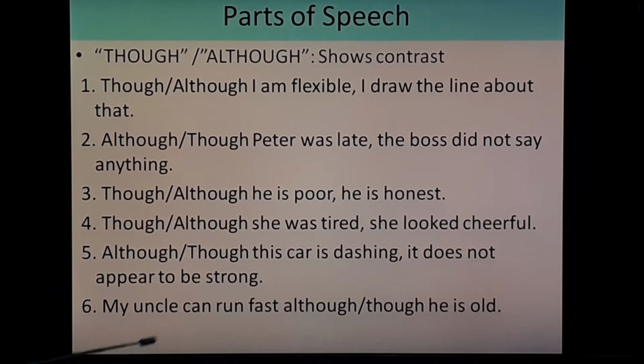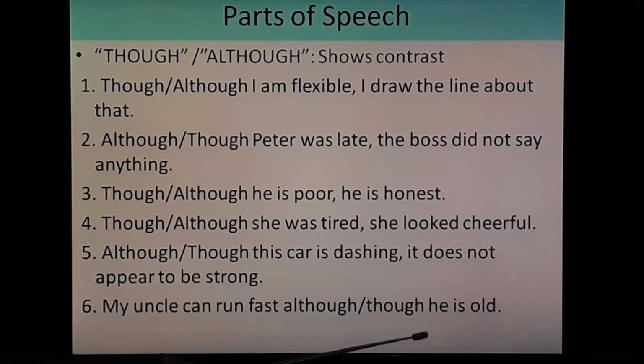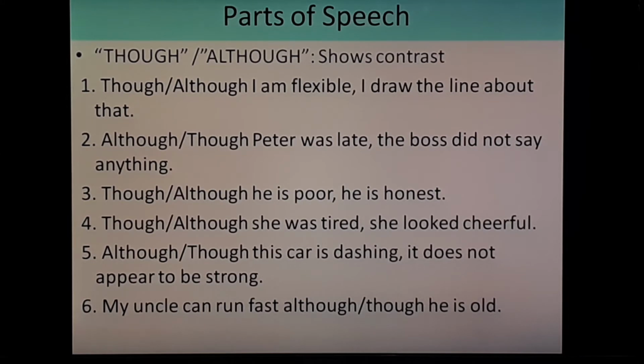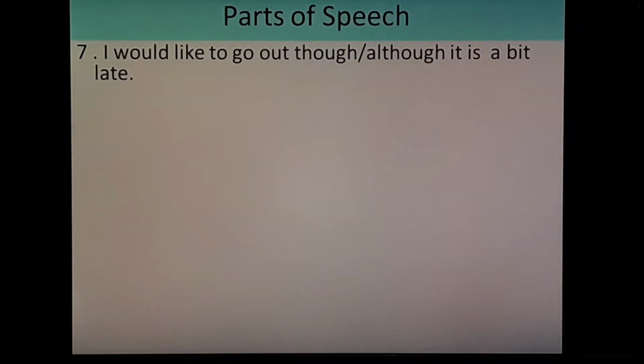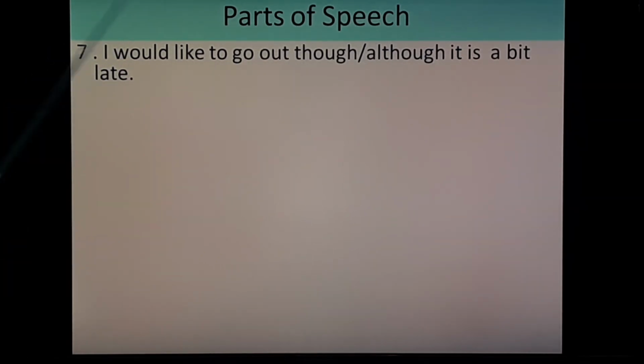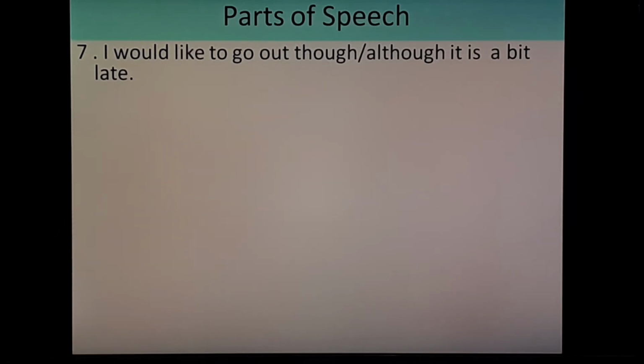Next, my uncle can run fast although or though he is old. So two contrasting ideas are given. That is why here although or though is mentioned. Next, I would like to go out though or although it is a bit late. Contrasting ideas, that's why though or although is used in between the sentence.